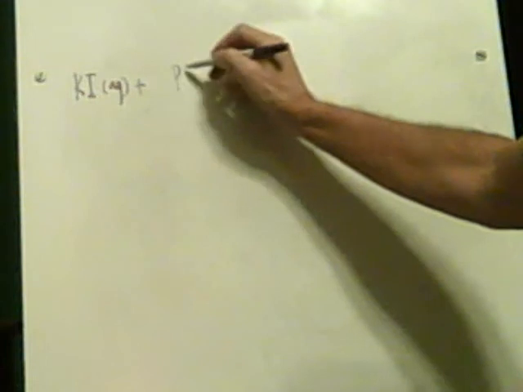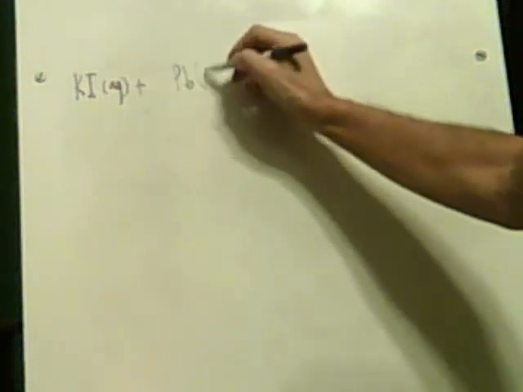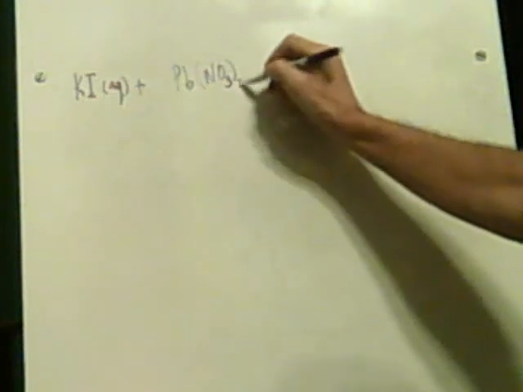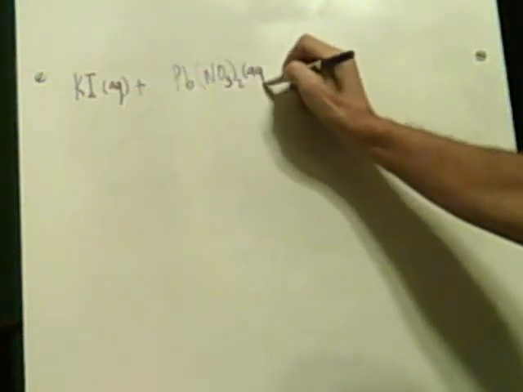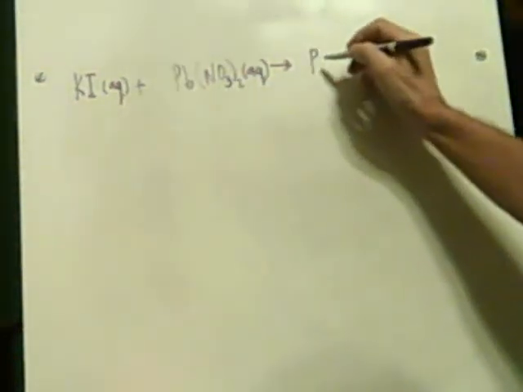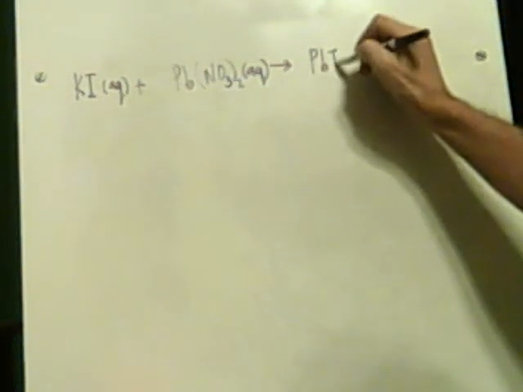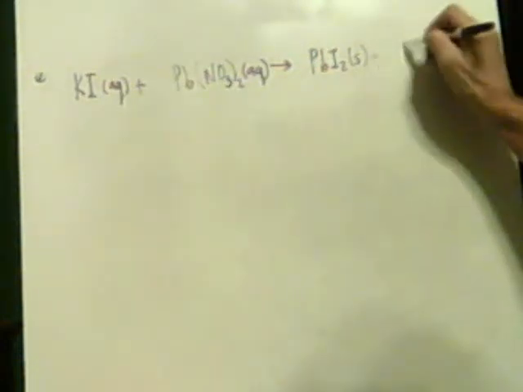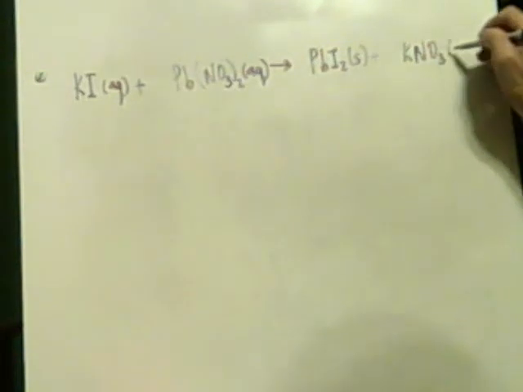Okay, lead nitrate, Pb(NO3)2. This is also aqueous, and this reacts to form lead iodide, which is a solid or precipitate. It's not soluble in water, plus potassium nitrate, which is soluble in water.